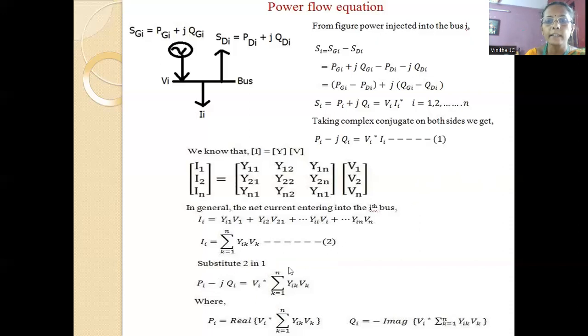Therefore, we can rewrite the expression as Pi minus j into Qi equal to Vi star sigma k equal to 1 to n Yik into Vk. The real power is equal to the real part of this. And if you want to calculate the reactive power, since we have minus on the left hand side, we can write Qi equal to minus the imaginary part of the same equation.